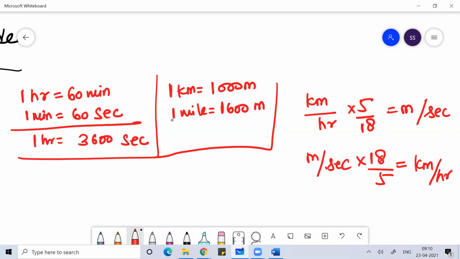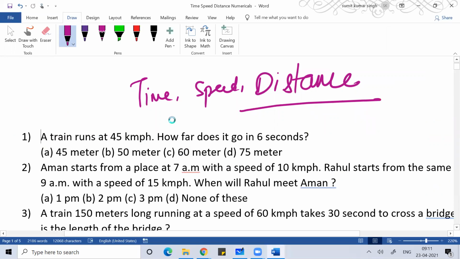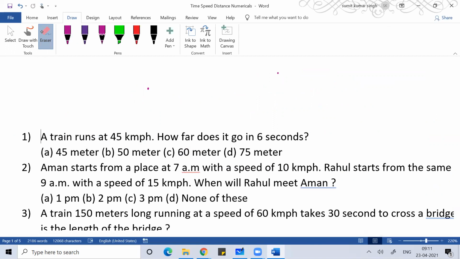So you can remember these as your relationship to convert the speed if it is given in kilometer per hour into meter per second, and similarly if the speed is given in meter per second into kilometer per hour. That relationship you can always remember for the conversion part.